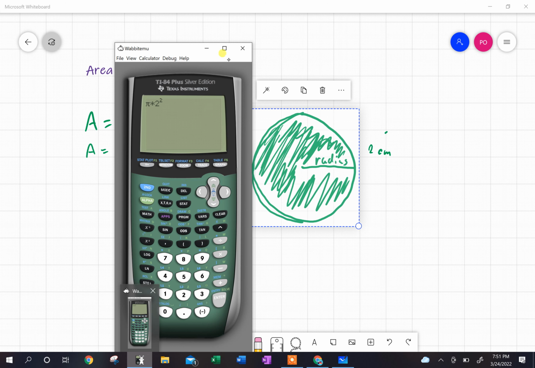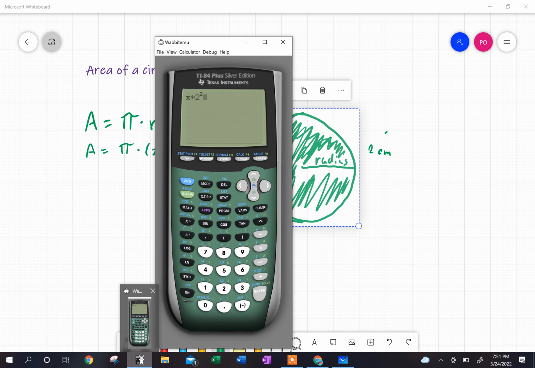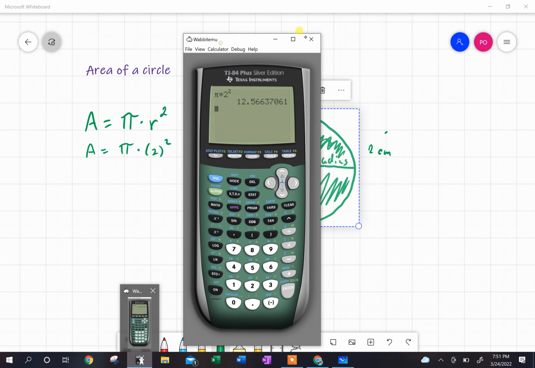you can always use this little caret key right here, and that will be used when we're doing other things. Then you press enter, and I get 12.56.